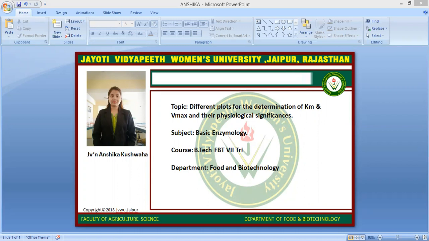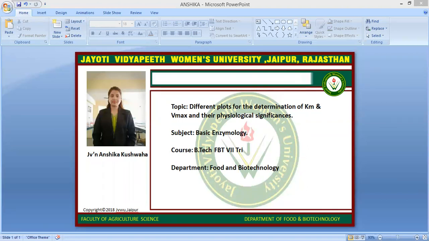Classification of chemical reactions. Chemical reactions can be classified into three. First one is zero order reactions. In these reactions, the velocity is independent of the substrate concentration. That is V is equal to K[S]^0 is equal to K. This implies that V is constant.